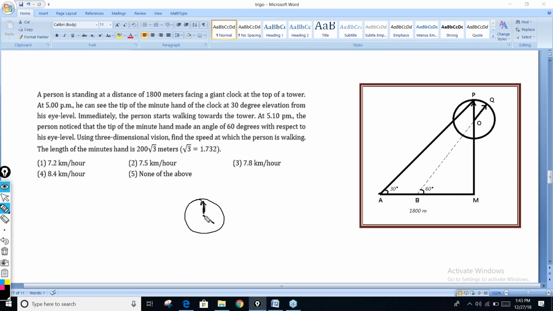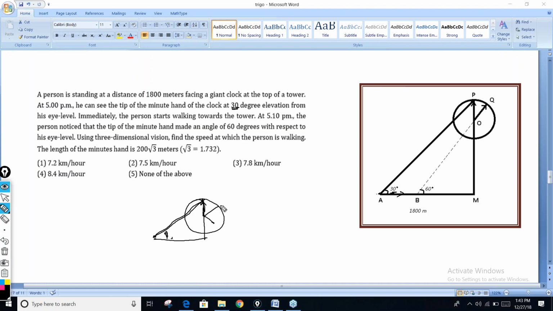There is a minute hand. So the person is somewhere here. If I draw it here, a person is standing here. He is able to see the top of the minute hand and he is standing somewhere at an angle of 30 degree elevation from his eye level. So this angle is 30 degree. Immediately the person starts walking towards the tower at 5:10.